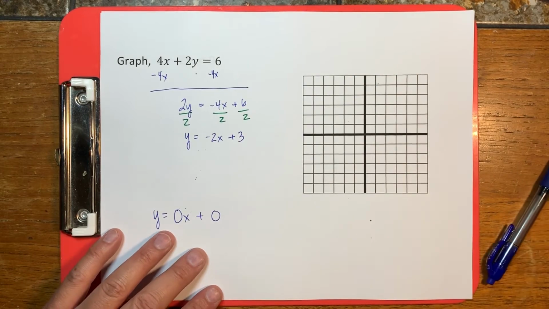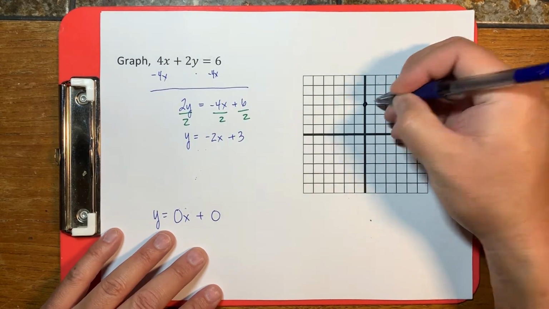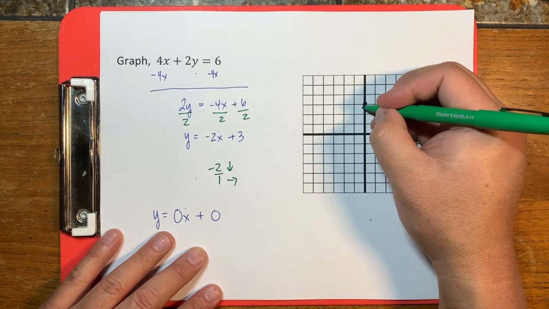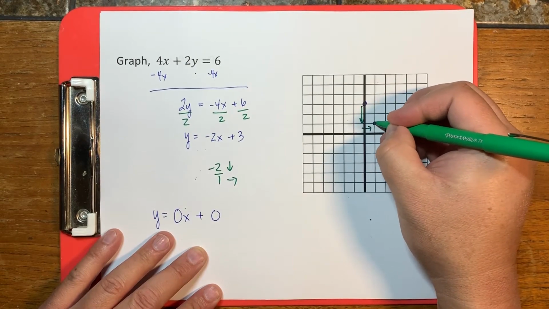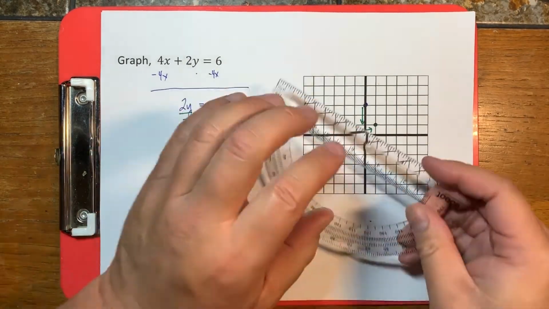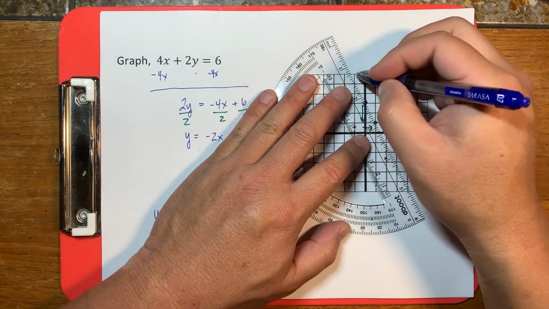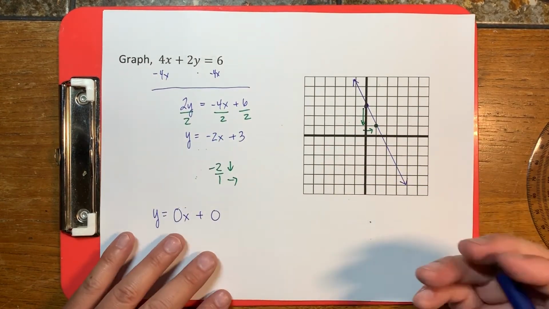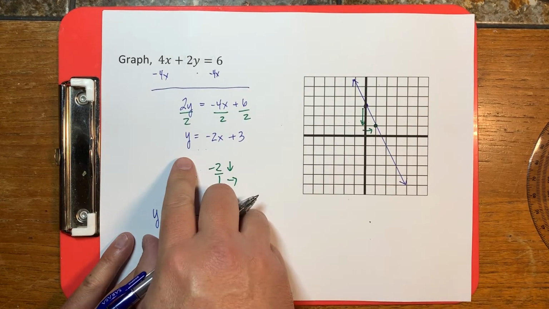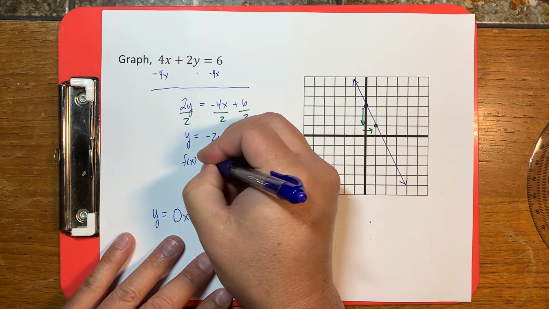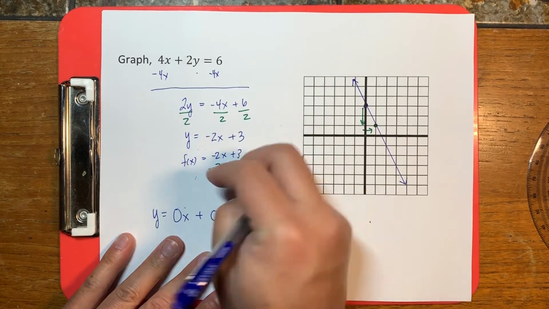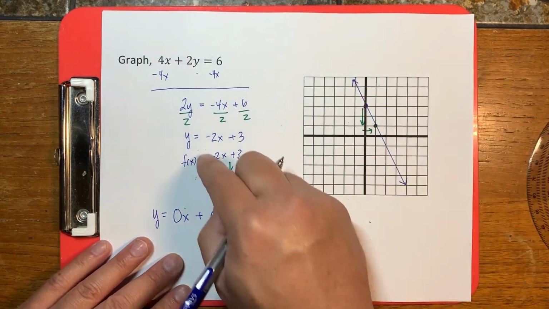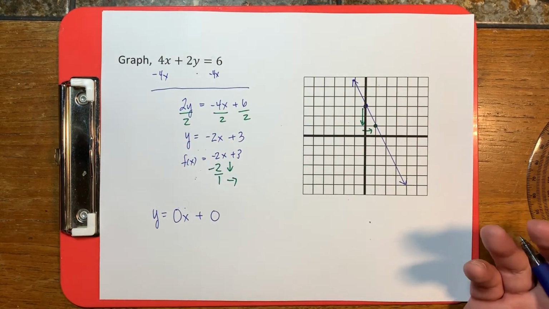So my starting point is positive 3. From here, I'm going to go 2 down, 1 to the right. And there we go. Now, just know, sometimes your problems will have a y in it. Sometimes they'll have an f of x. Just understand that whether it's written as y is equal to something or f of x is equal to something, they mean the same thing. You would draw the same graph. Y and f of x can be interchanged anytime you like.